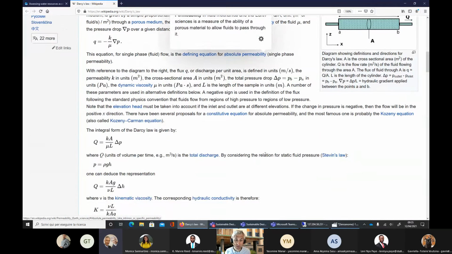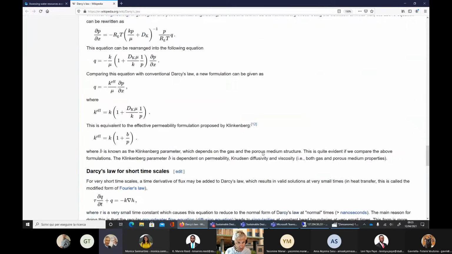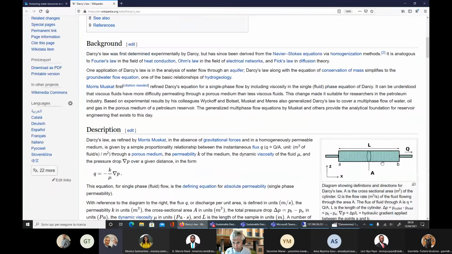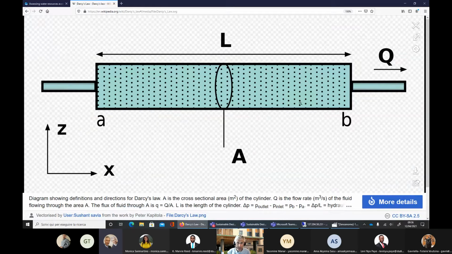And basically what Darcy did, let me see if there is another figure here. No, what he did was simply to use a pipe that you can see on the screen.